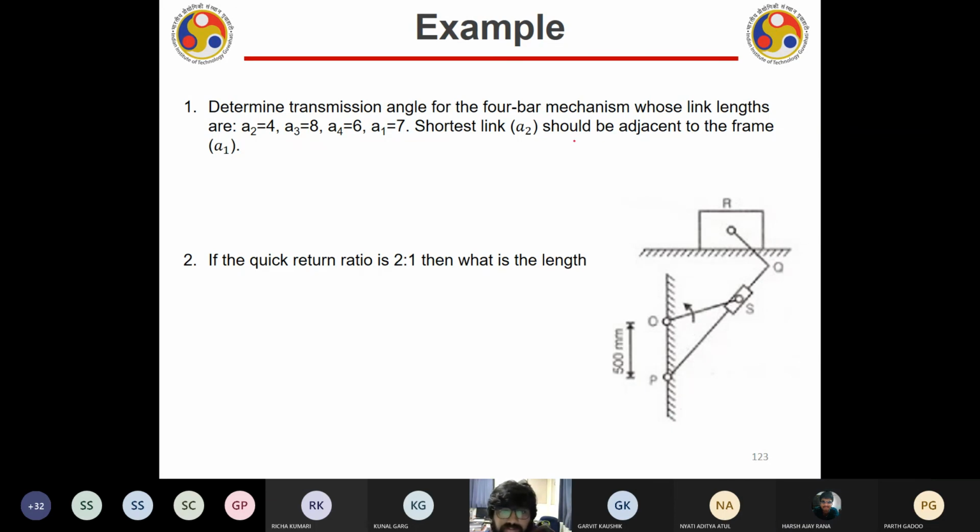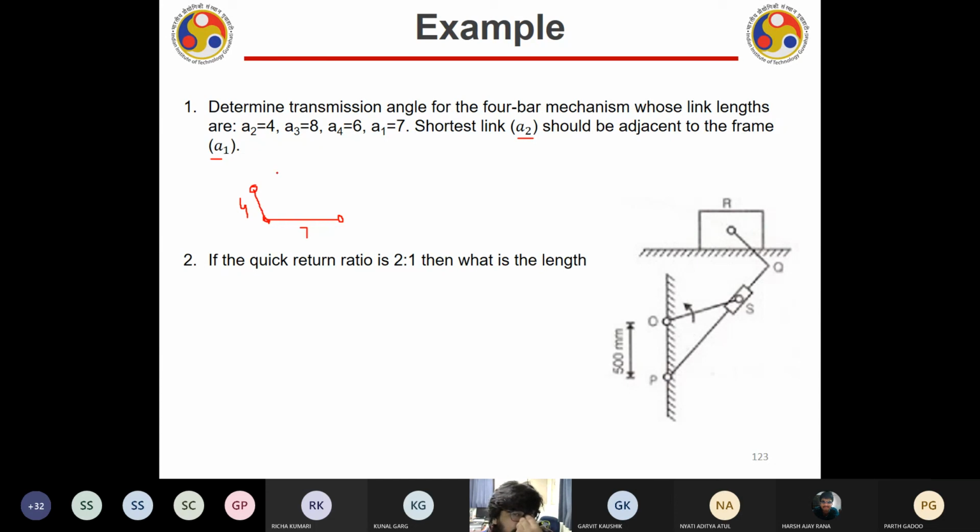We have mentioned in this problem that the link A2 should be adjacent to the frame, which is A1. I mean to say, I can draw it like this. Look carefully. This is my frame. That is for sure, frame is A1. That is 7. Then there is a crank. Of course, this is the crank. It is attached with this. This is 4. Now, what is the rocker? I have not mentioned that, right?